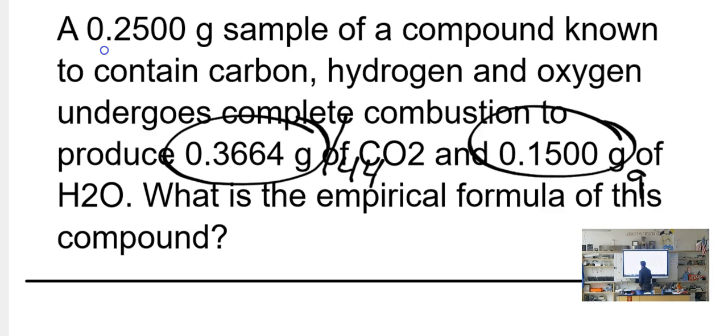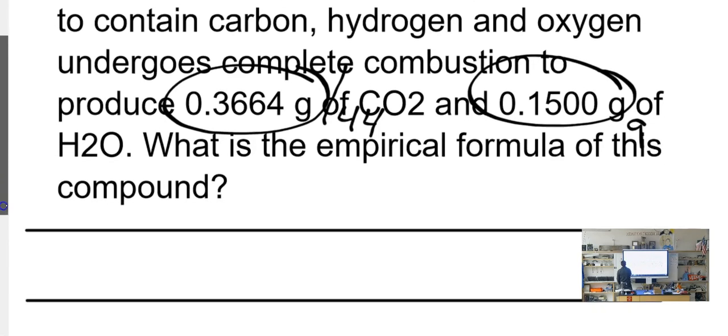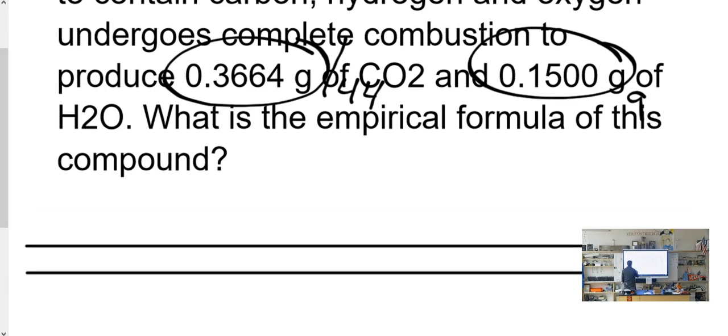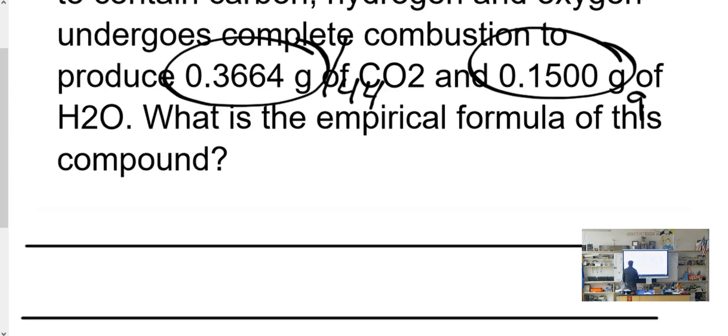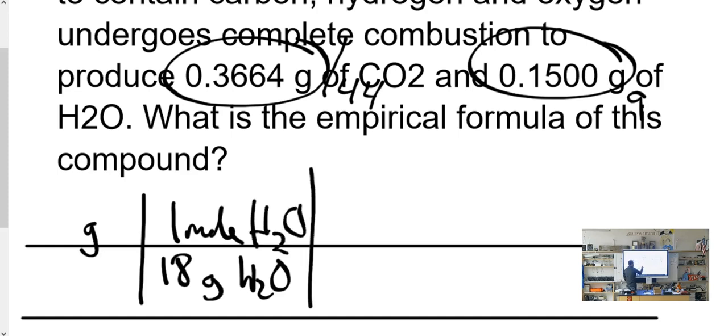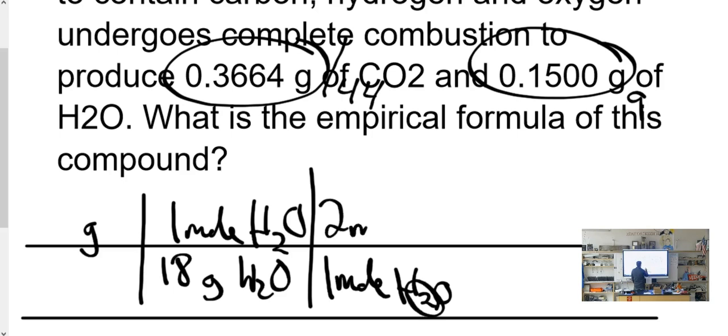And if you wonder where on earth those numbers are coming from, it's coming from the picket fence. We're just trying to save time. And I'm saying, hey, if I have grams of water, I will always have 18 grams of water per 1 mole. That's H2O. And then in H2O, I will always have 1 mole of H2O for every 2 moles of H.